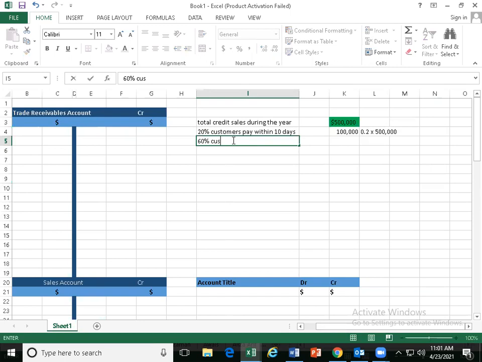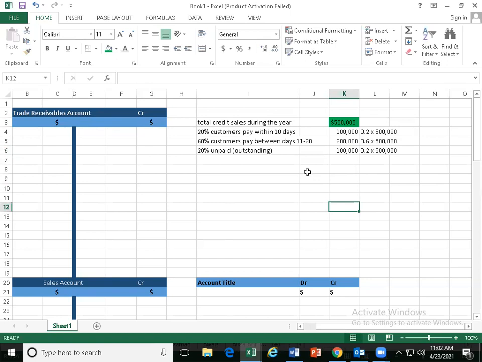60% of customers pay between days 11 to 30 each month. So 0.6, 60% times 500,000. Not a difficult thing to do, which I think you are telling me is $300,000. And what about the remaining 20% of customers? The remaining 20% of customers remain unpaid or outstanding, making up $100,000.